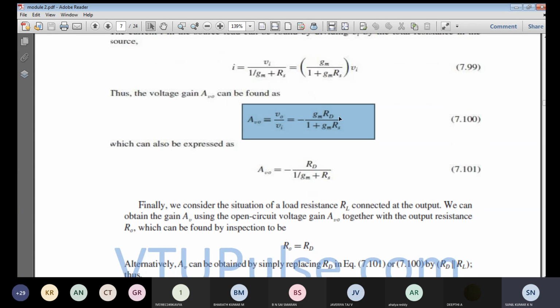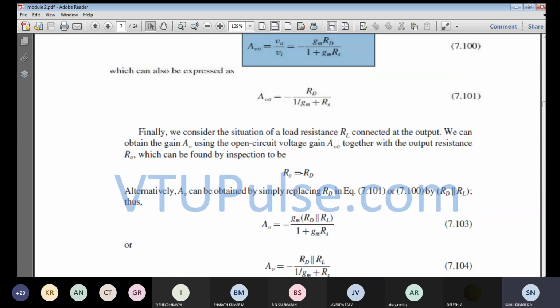So now I can represent this in another way, which can also be expressed. Taking Gm common, Rd divided by minus 1 over Gm plus Rs. The same thing, if we change the numerator and denominator, this expression can be written as this. Okay, so there is nothing more to do with this one.